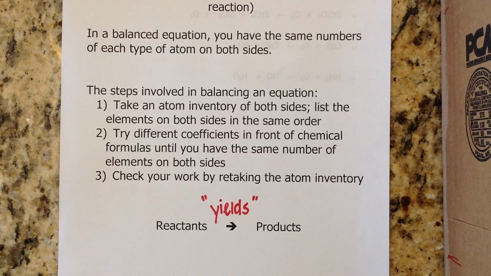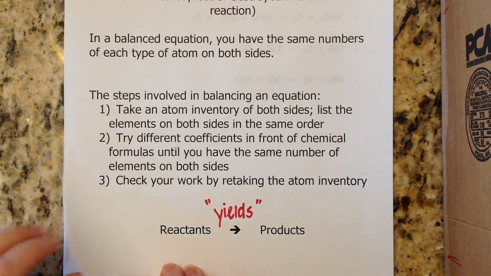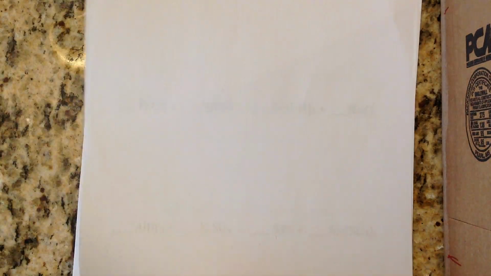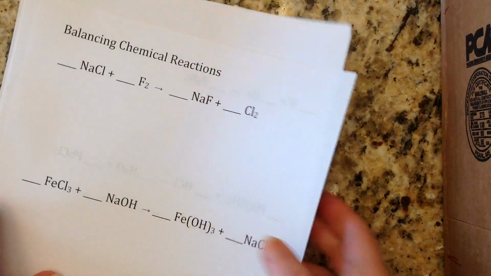And honestly, just me explaining this to you is, I think, a lot more complicated than the actual process. So we're going to get into that pretty quickly. And at the very end, we're going to recheck our work by just looking at the atom inventory one more time. So that said, we're just going to jump right into how to balance chemical reactions.